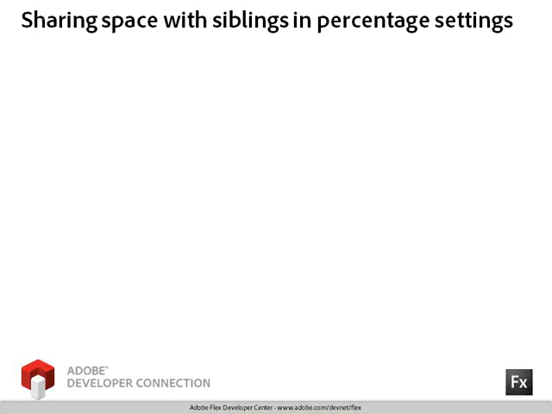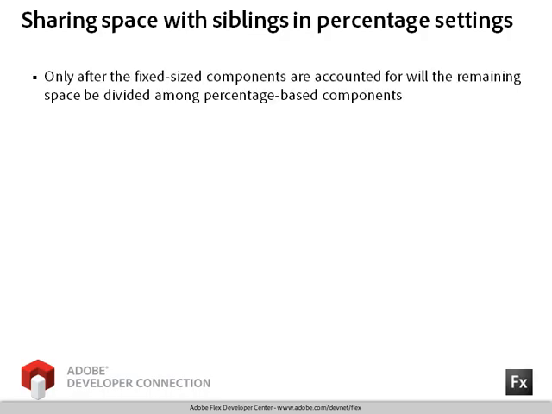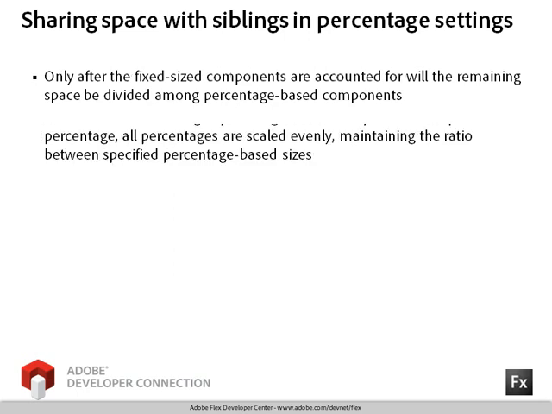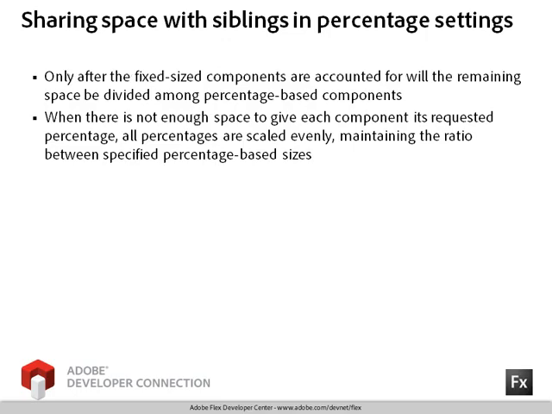You can mix and match absolute and relative values between siblings in a container. Once the fixed size components are accounted for, the application will divide the remaining space among the percentage-based components. Also, if you define more than 100% of the available space, all the percentage-based components will scale evenly to maintain the ratio between them.